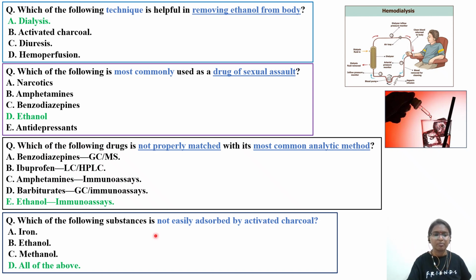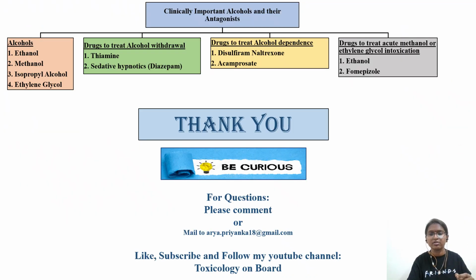Okay, so iron, ethanol, and methanol poisoning, all these three poisonings, you cannot remove by activated charcoal. Coming to iron, you are using desferrioxamine. Coming to ethanol, dialysis. Coming to methanol poisoning, you can treat it by using ethanol. Here I have listed some of the clinically important alcohols and their antagonists, which can be used in the emergency department by the physicians.